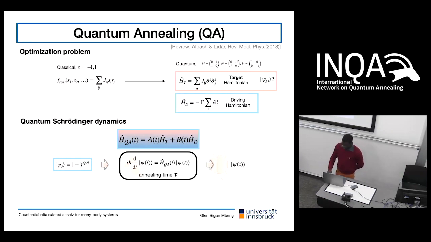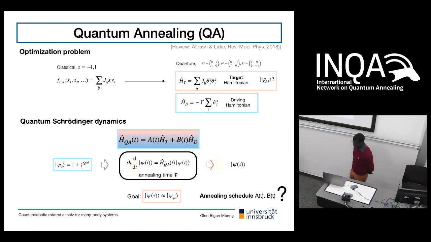And we allow it to evolve for a total time tau. The goal, as we said, is to have a final state at the end of this evolution that describes or approximates the ground state, and then we can consider this to be our algorithm that solves our initial problem. The question that I'll be tackling in this talk mainly is how can we build or choose these schedules, A of t and B of t, that are used in the interpolation.